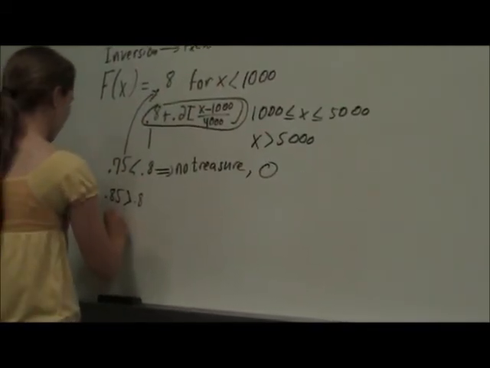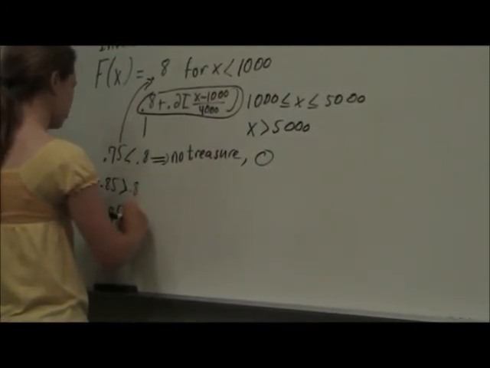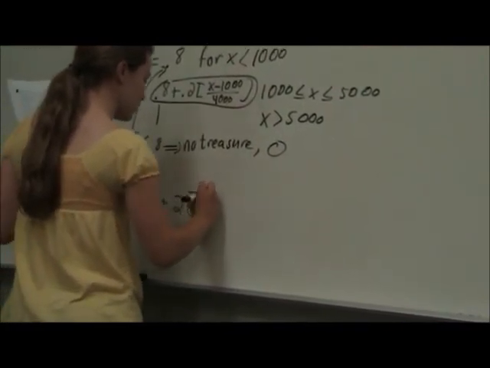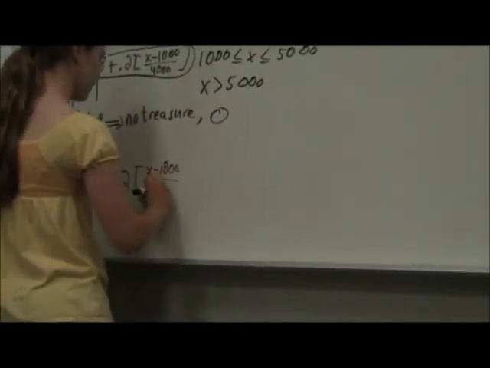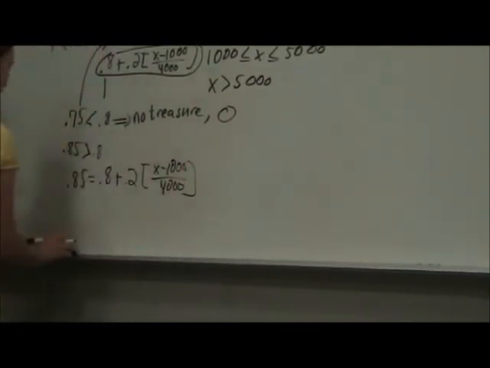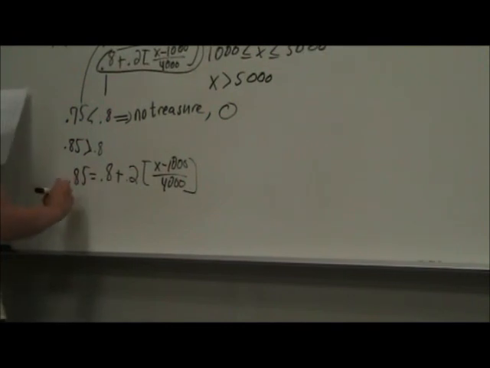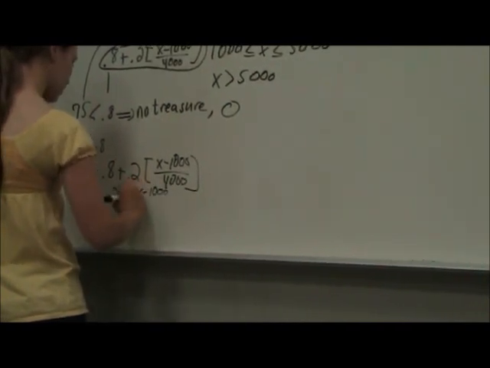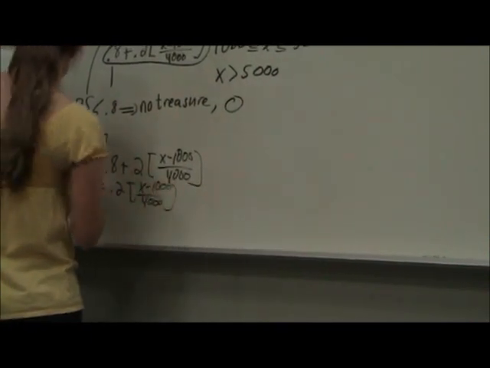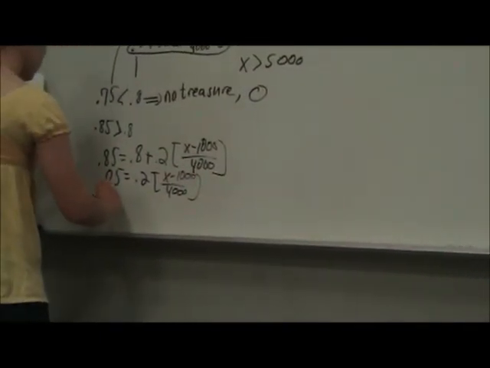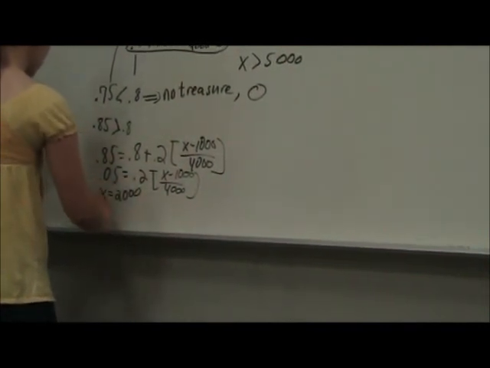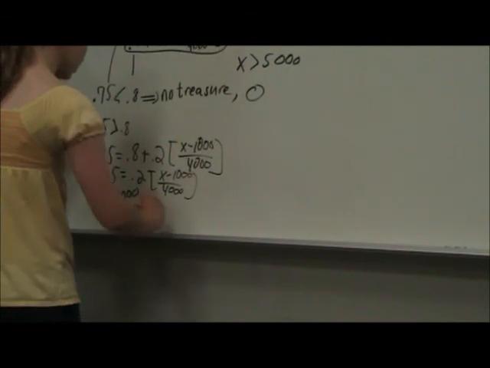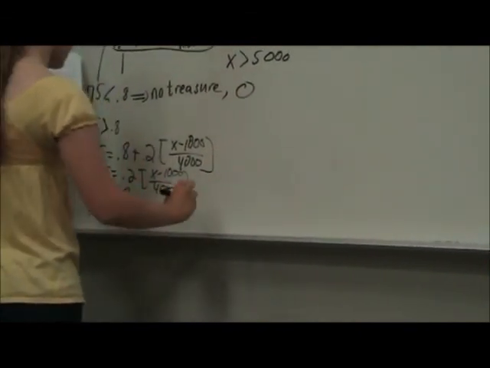So we simply plug 0.85 into our cumulative distribution function, again using the inversion method. We get 0.8 plus 0.2 times (x minus 1,000) over 4,000 equals 0.85. We want to solve for x, so subtracting 0.8 from both sides gives us 0.05 equals 0.2 times (x minus 1,000) over 4,000. With a little manipulation, we get x equals 2,000. Since we need the average, we average 2,000 and 0, our first value, which is equal to 1,000, or answer choice B.